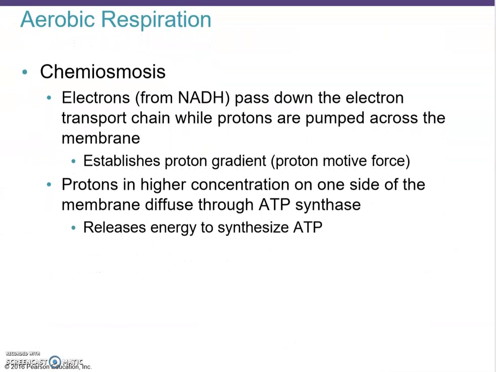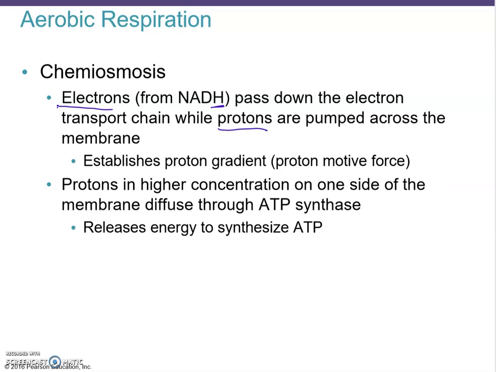So here's the write-up to this. In chemiosmosis, you're taking the electrons from the hydrogen here, and they go down the electron transport chain, while the protons, so the hydrogen ions, are being pumped across the membrane, and that produces a concentration gradient, which represents a form of potential energy. And then once the protons have all been pumped to one side of a membrane, we can use this concentration gradient in a process known as chemiosmosis.